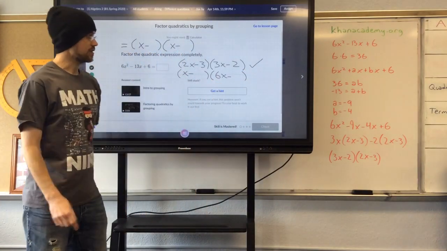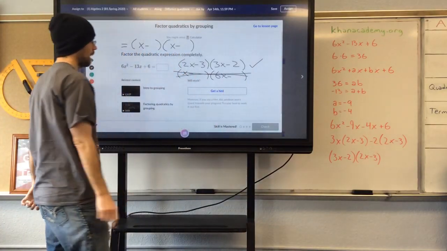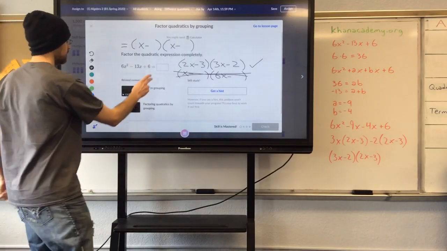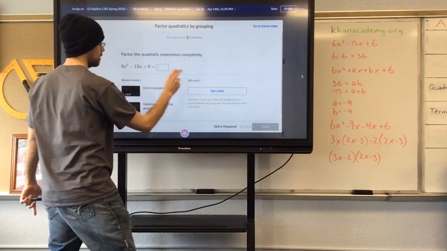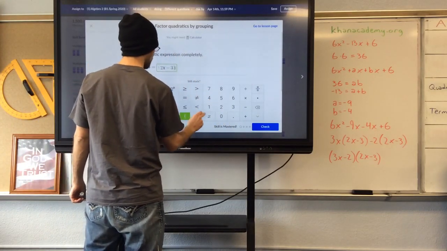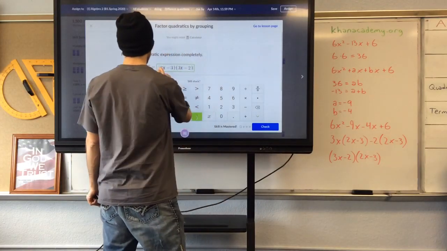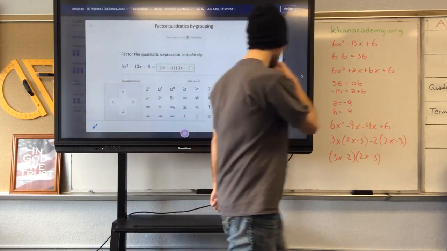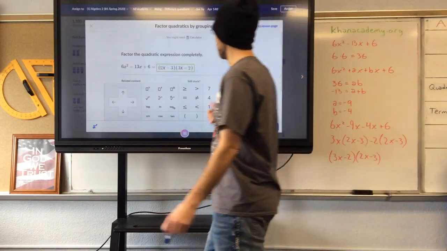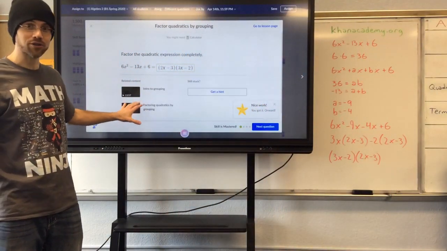I don't have to check that because it won't be right. I know this is out of the mix. So I have my answer. Okay, so I can enter that in here, 2x minus 3 times 3x minus 2. And you'll notice 3x minus 2 times 2x minus 3, that's what I have on the board as well. So we got the right answer. We know we got the right answer.